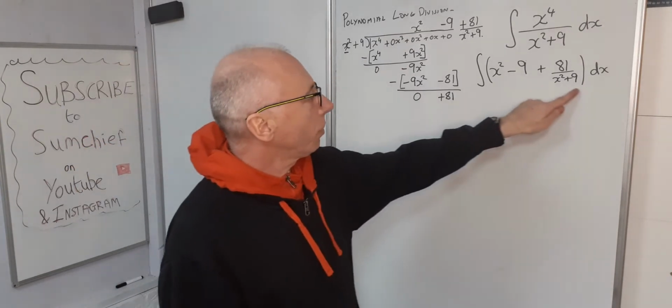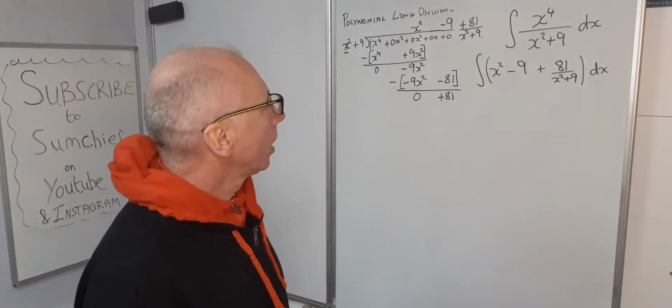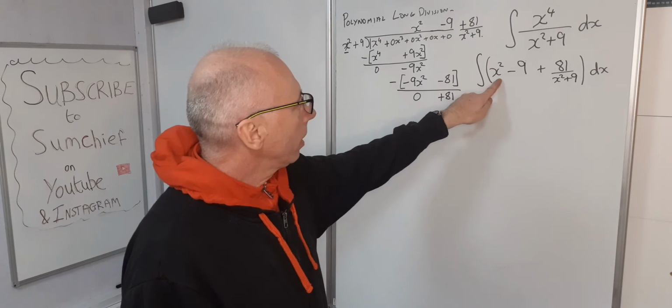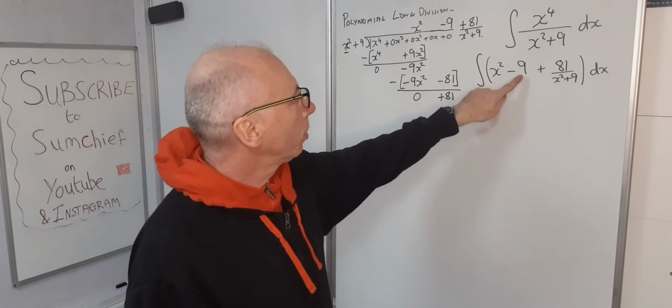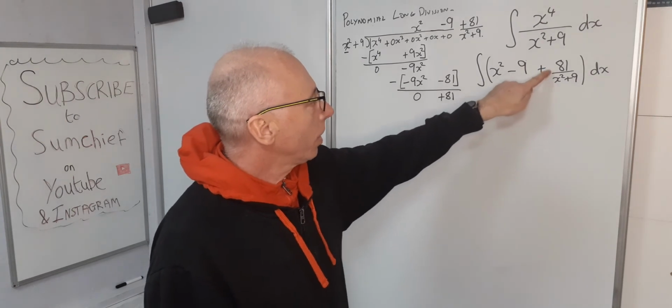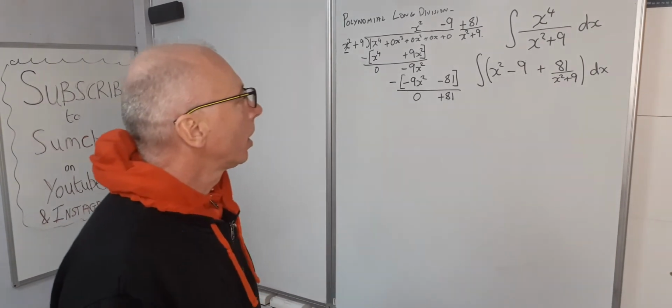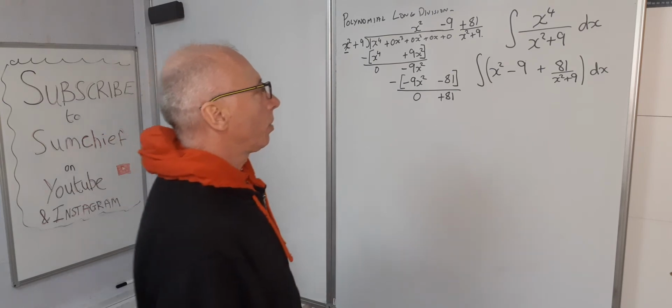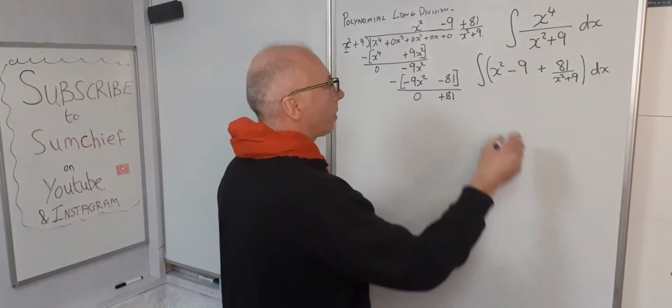So now we've got some stuff here which we can integrate. So x², we can integrate that straight off, power rule. Minus 9, we can integrate that straight off, that's fine. This one here, a little bit more work to do. So let's do the integral of x squared first.